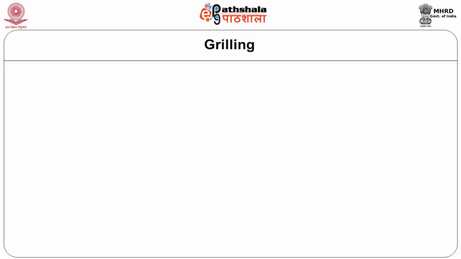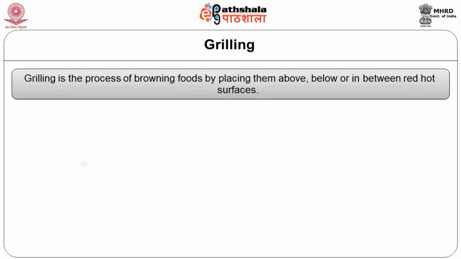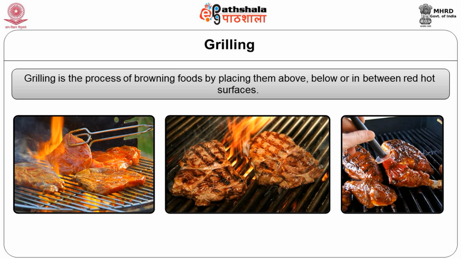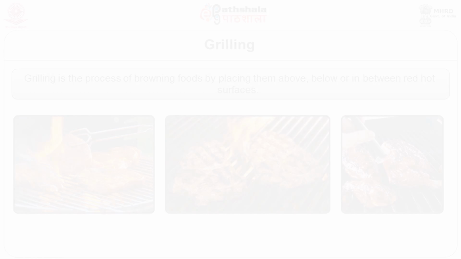Grilling is the process of browning foods by placing them above, below, or in between red hot surfaces. A grill is a specific equipment used for grilling. Barbecuing is also a grilling method. Grilling can be done as such or with a coating of oil and spices. The grilling of food can be done in three ways.